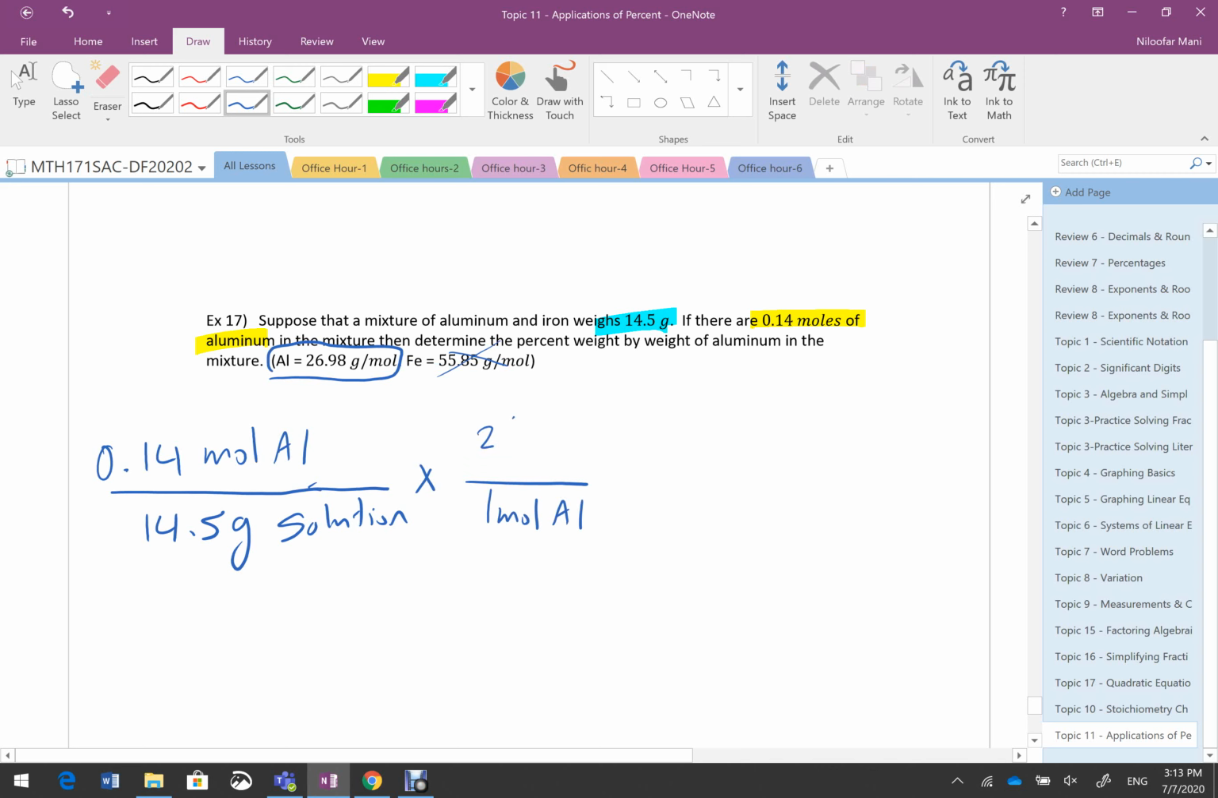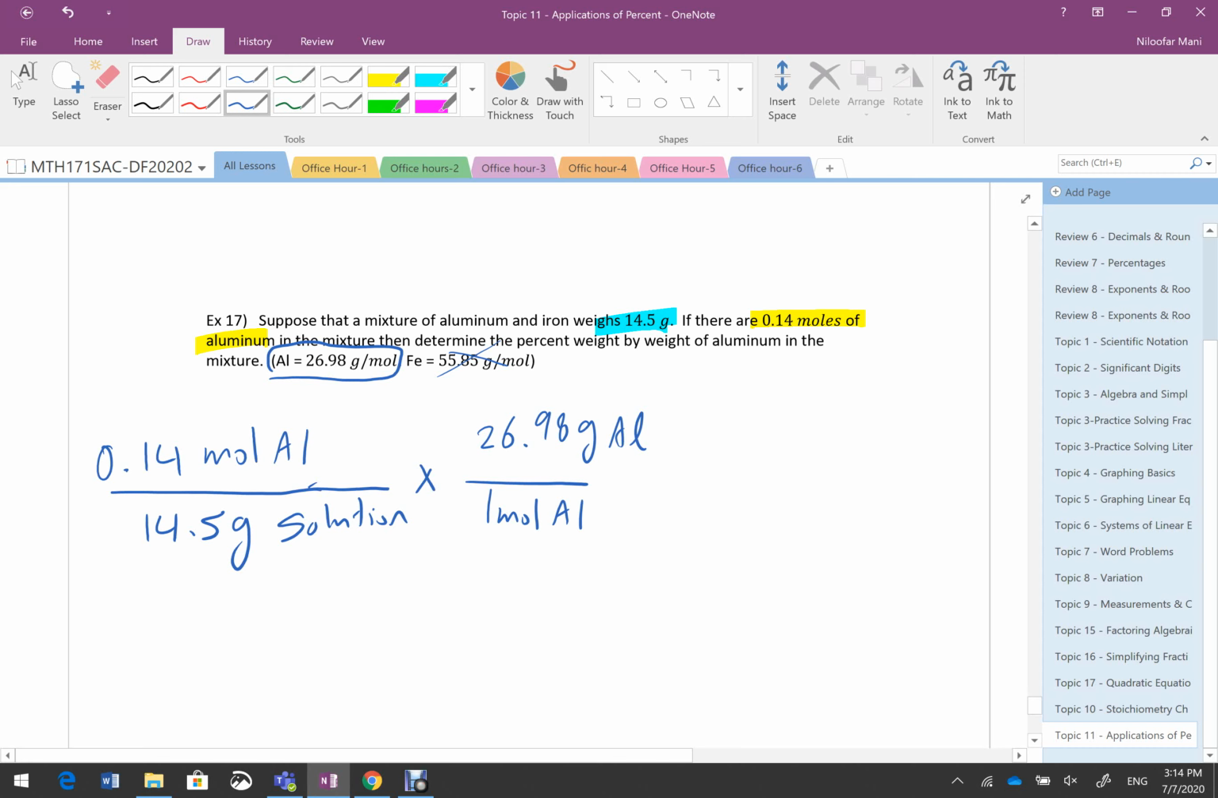So I write mole down, 26.98 gram of aluminum. See, it says, suppose the mixture is this many gram and there are this many moles. So no, it's not molarity. So it's just this many moles. Yes. So this is not molarity. It says this many moles in it.